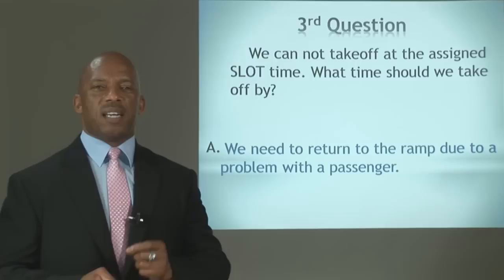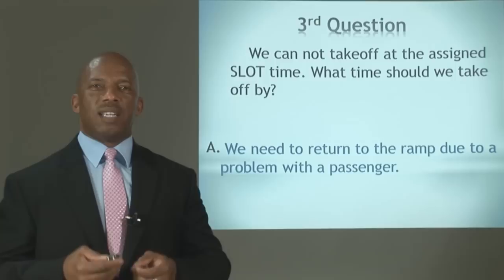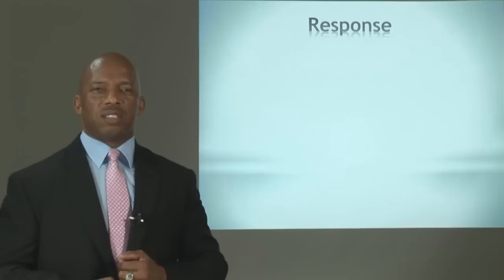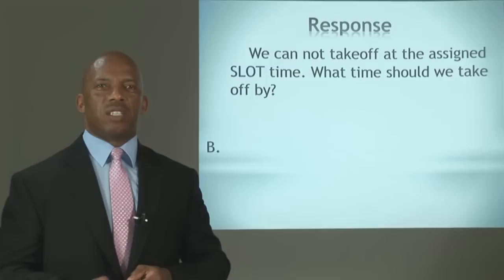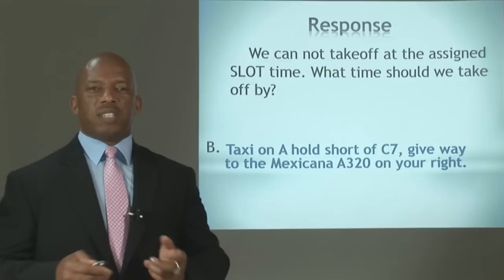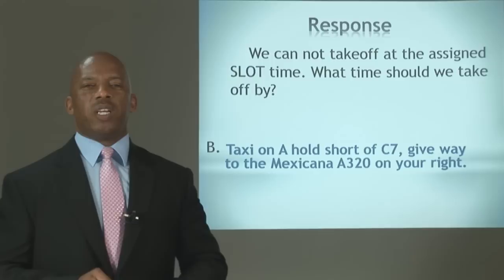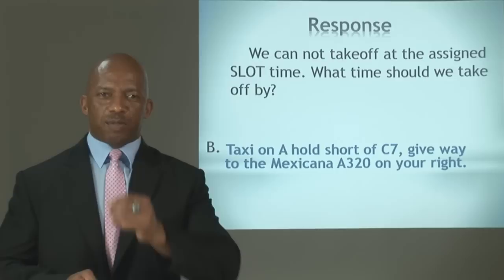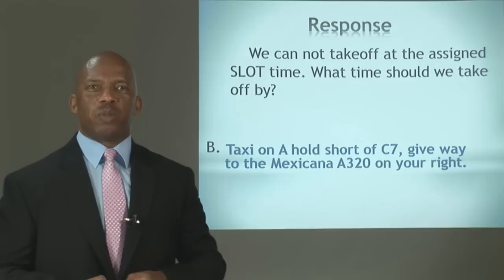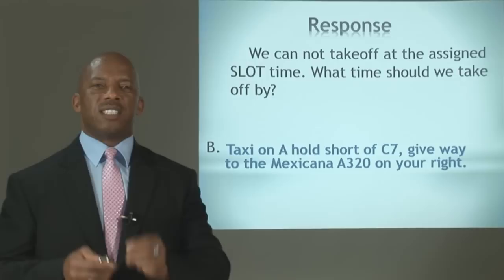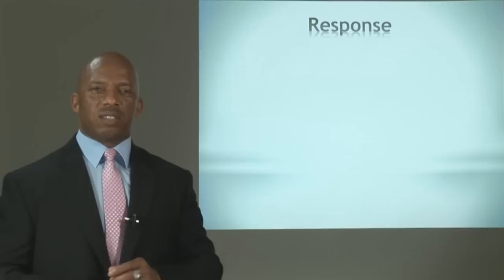Like I said, a lot of times you have to pick the language apart in order to understand it better and get the right response. So here we go. One more time. You see the response in question in front of you. Oh, taxi on Alpha, hold short of Charlie 7. Give way to the Mexicana A320 on your right. We're not talking about anything about taxi, right? Or give way. Those are a couple of the action words that you hear here. So remember, we're looking for taking off at the assigned slot time, right? So you want to look for the keys to answering these questions and responses. Okay. C.